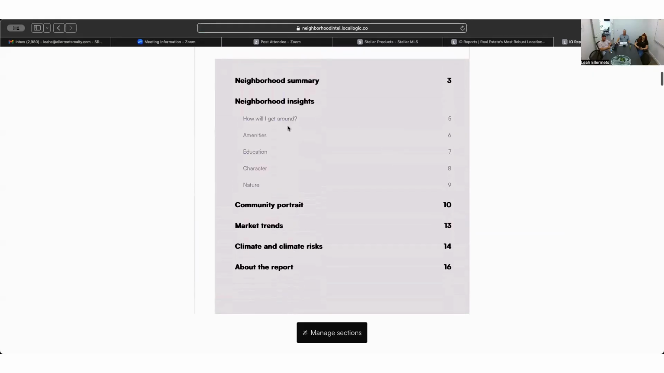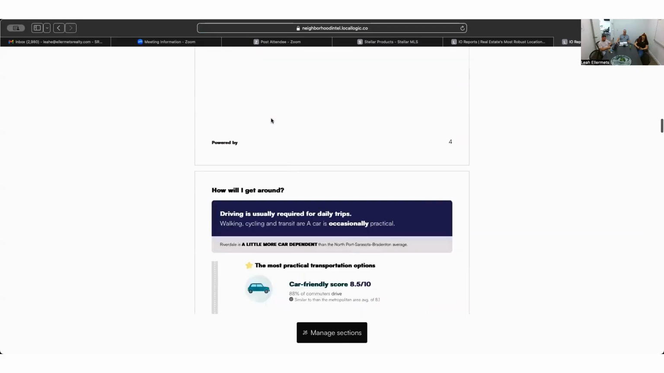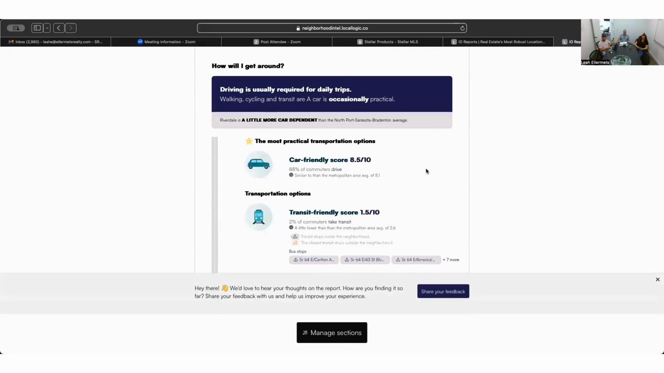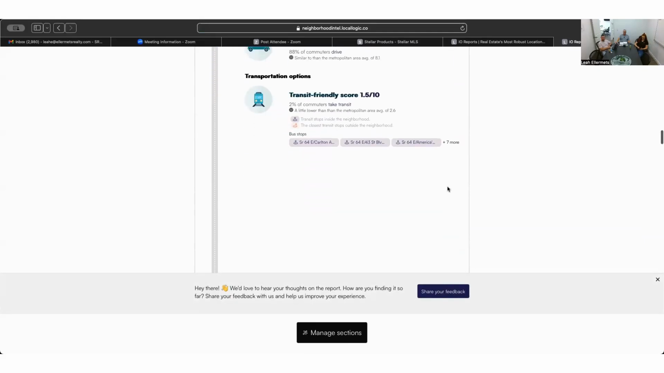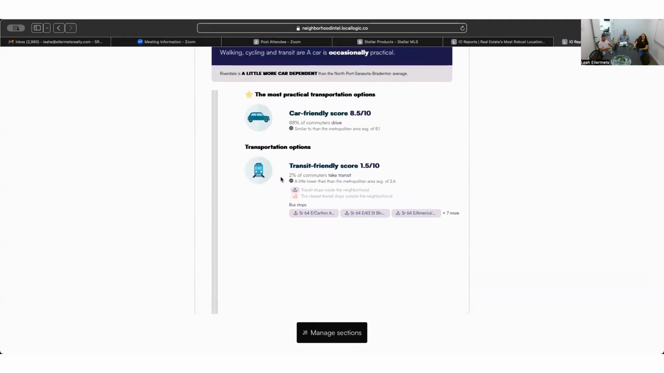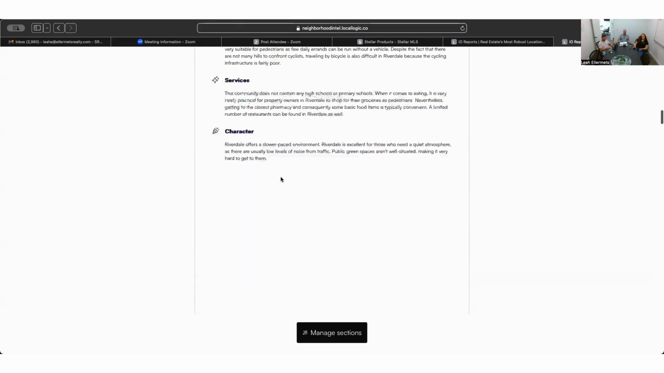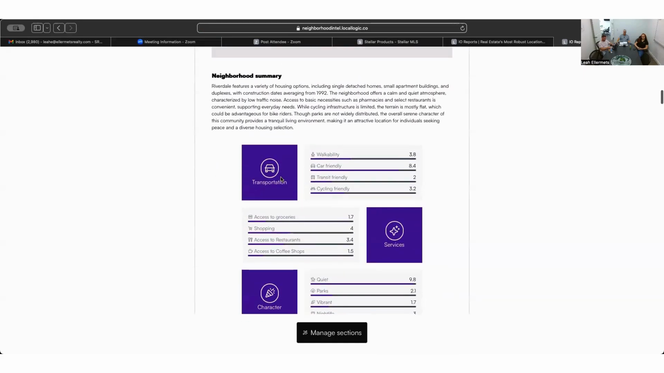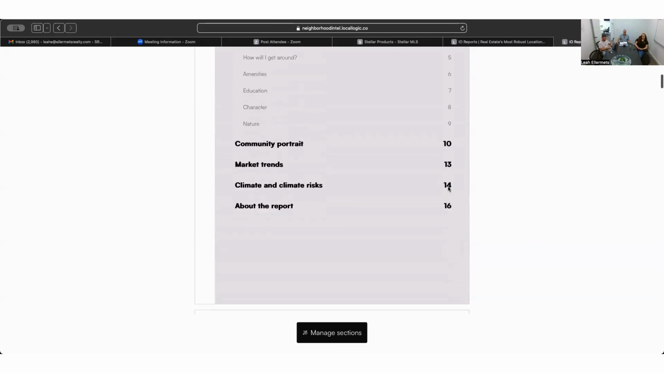But it's saying, how do I get around? Amenities, education, all these various things. They're in here. How will I get around? Okay, well, you click on it. Car-friendly scores, transit scores. These are the things that a lot of people want to see. I think it's cool when you start looking and going, well, what else? Walkability, car-friendly, what can it do?